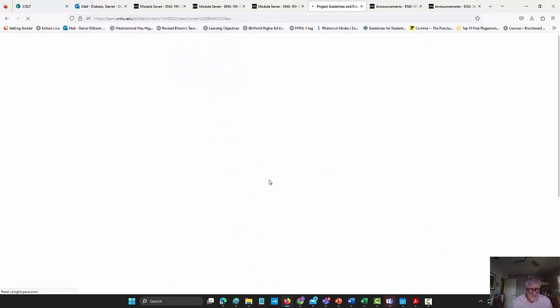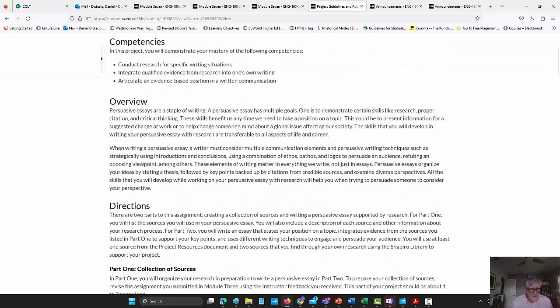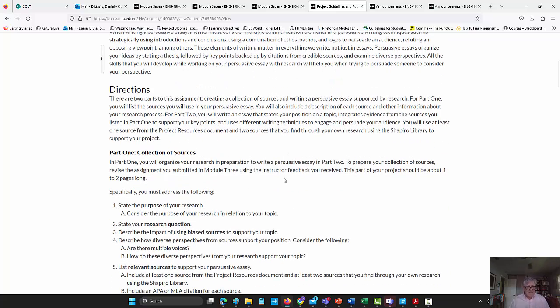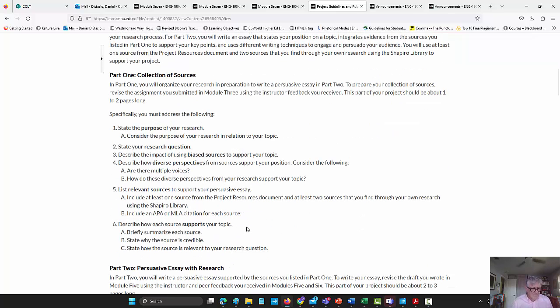For the final project, there are two parts. And the first is the collection of sources. And you remember you completed this in week 3. And the point is to revisit what you did in week 3, to create a collection of sources that includes all of the sources that you are using in your final essay, and to revisit and to improve on those questions in any manner that may need additional information.